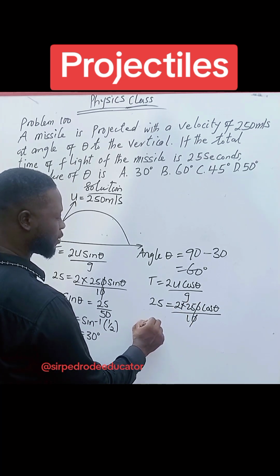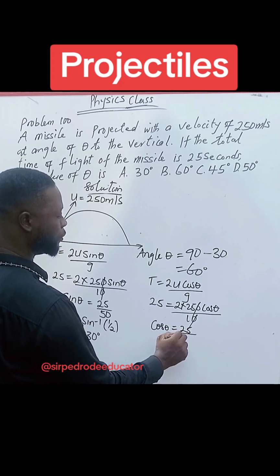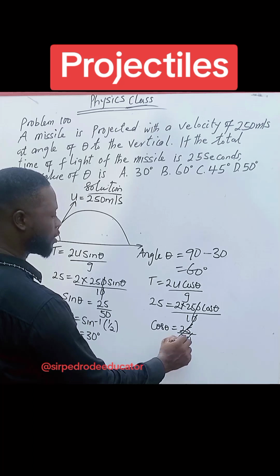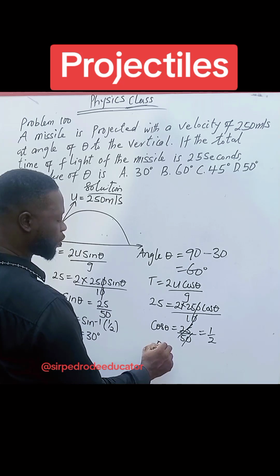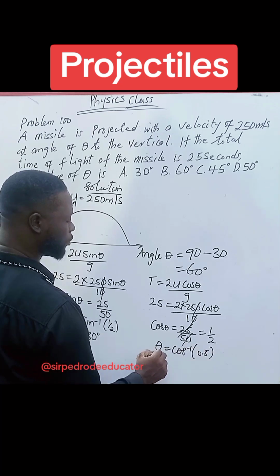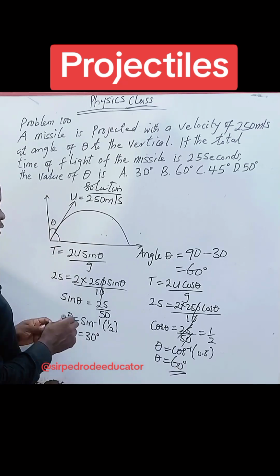So we have that cos theta is equal to 25 over 50, which gives us a half. So theta, the cos inverse of a half, is 60 degrees. All right, so this is the right option.